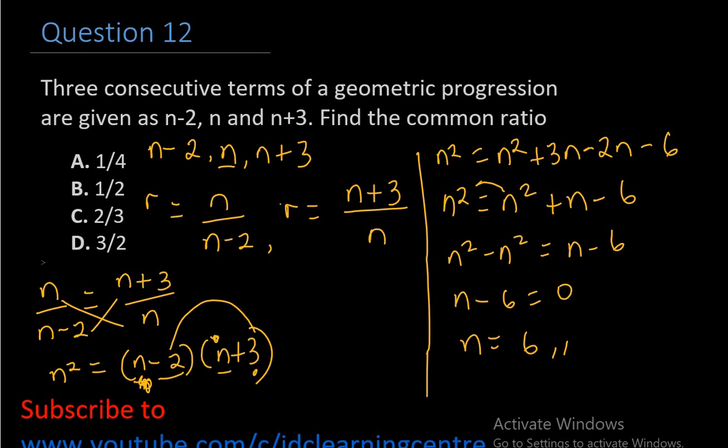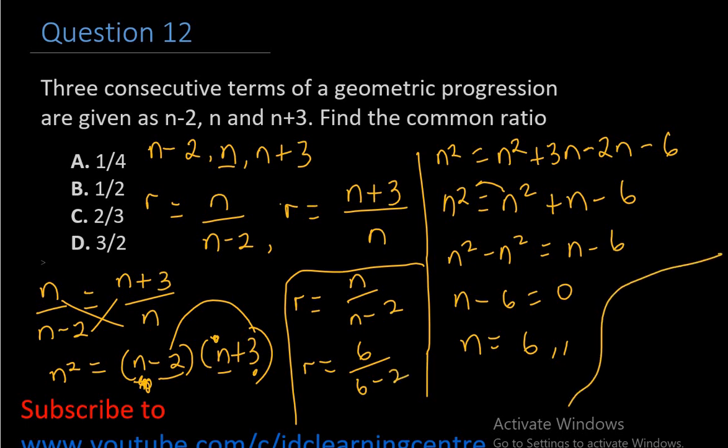Now, remember that I said the common ratio r is n over n minus 2. So the common ratio will be n, which is 6, over 6 minus 2. Alright, sorry, let me create space here. R equal to 6 over 6 minus 2, which is 4. Reduce to the lowest term. 2 into 6, 3. 2 into 4, 2. So the right answer is 3 over 2, which is D.